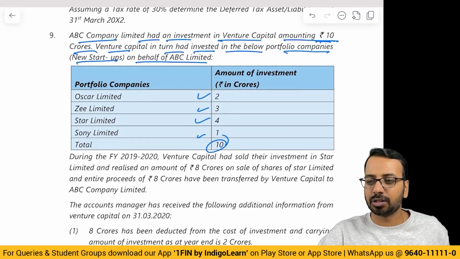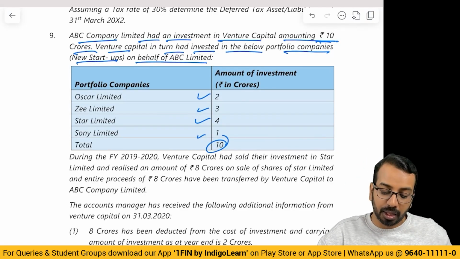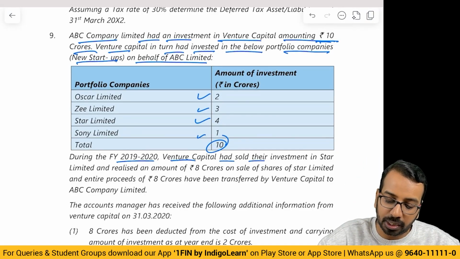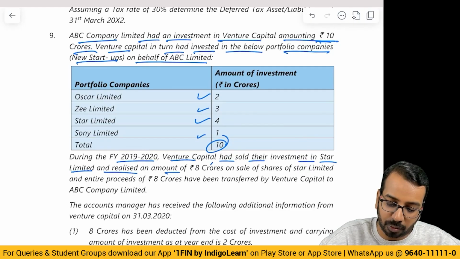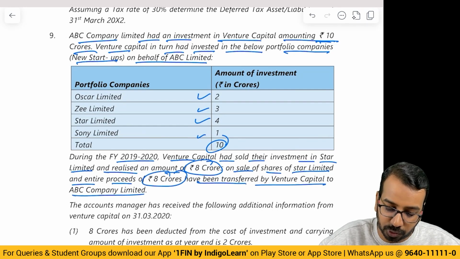Okay, 10 crores is invested. It is unfair for the institute to ask this question at inter level, but still, because they are given, we need to discuss. During 1920, venture capital had sold their investments in Star Limited and realized an amount of 8 crores on sale of the shares of Star Limited, and entire proceeds of 8 crores have been transferred by venture capital to the company.